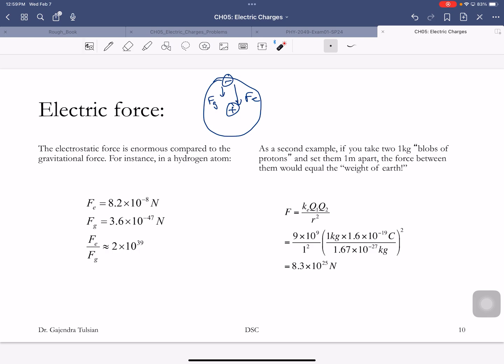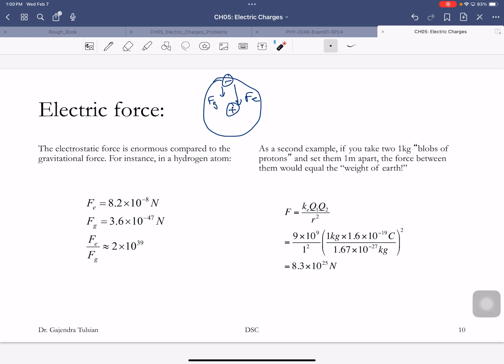So for instance, in the hydrogen atom, do you guys understand the question? This guy has a mass, this guy has a mass, it attracts him gravitationally. This guy has a charge, that guy has a charge, he attracts him electrostatically. So let's compare this force to that force. Now it turns out that in the hydrogen atom, that's the force between the proton and the electron, and between the proton and the electron, this is the gravitational force. If you take the ratio, it's 10 to the power 39.